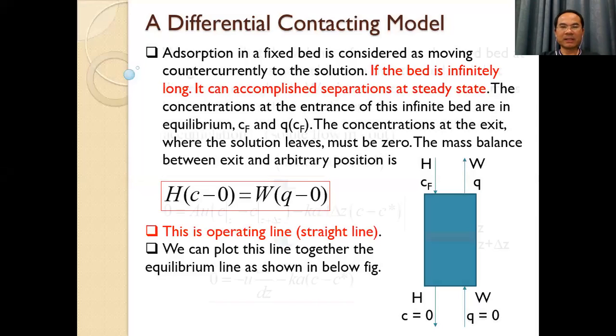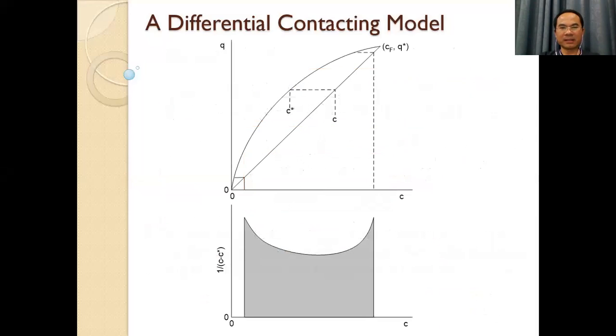Okay. For this case, you can plot like this. This is the operating line. Previously the operating line is a linear relationship, and this is the equilibrium line.